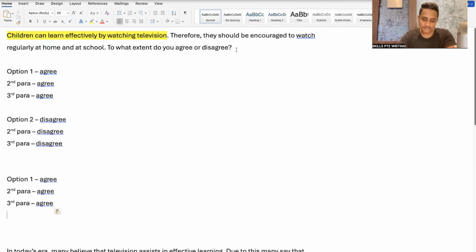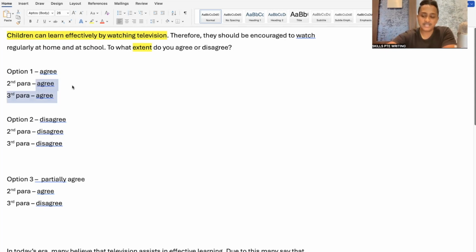Option number three, you can partially agree, because the question is "what extent." Whenever this "what extent" is there, you have three options. Otherwise, only two options. Option number three, you can say partially agree. When you say partially agree, second paragraph you can agree, third paragraph you can disagree. One towards the positive side, one towards the negative side. You can talk. Otherwise, you have to talk the same.